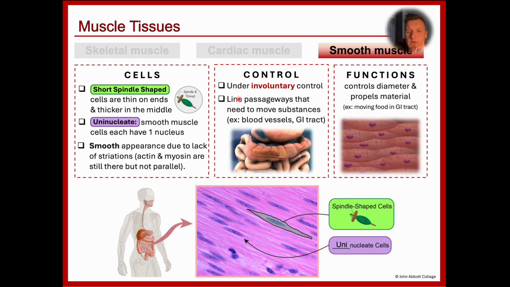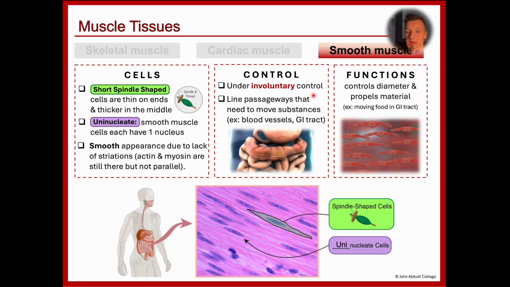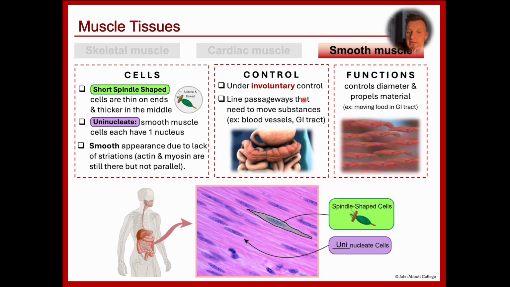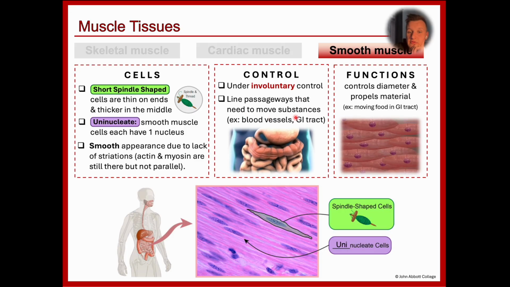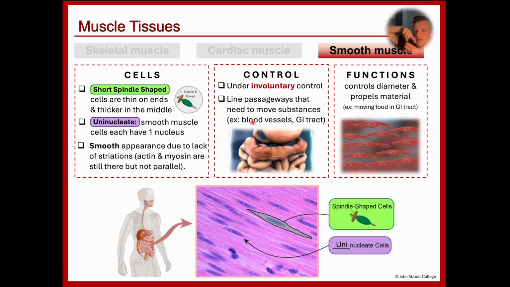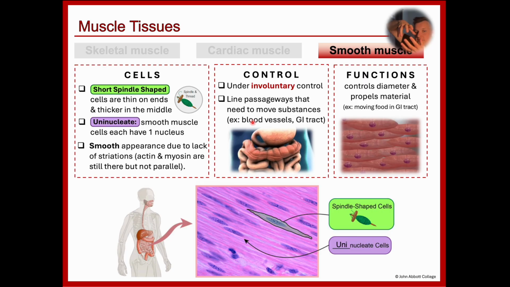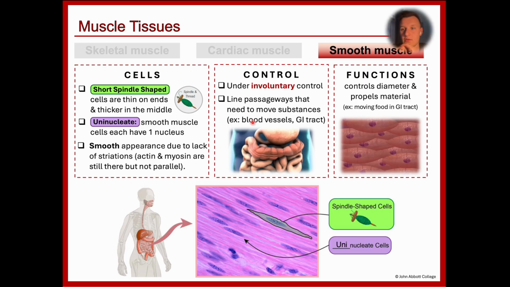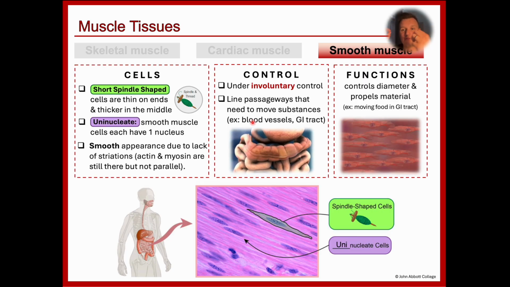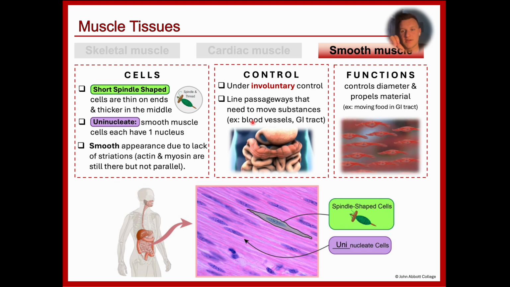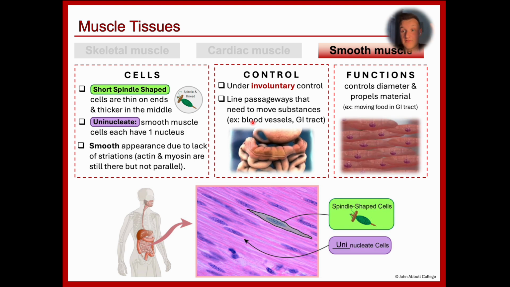And control, smooth muscle is under involuntary control. These muscles line the passageways that need to move substances. So, for example, they're around blood vessels. There's the epithelium in a blood vessel, and then you would have the smooth muscle around. So right now, I don't think I can ask you to constrict a blood vessel, right? It does happen. You don't know about it, but it's happening right now.